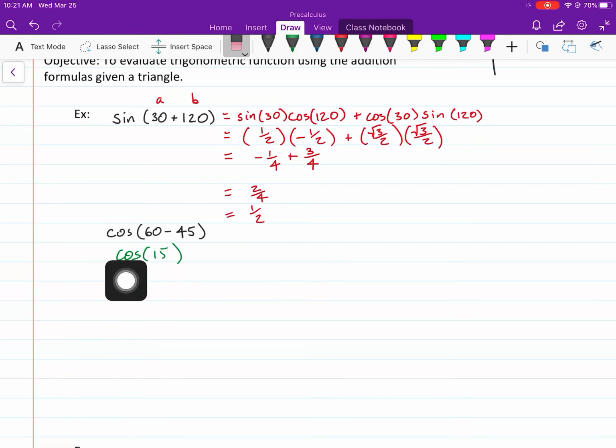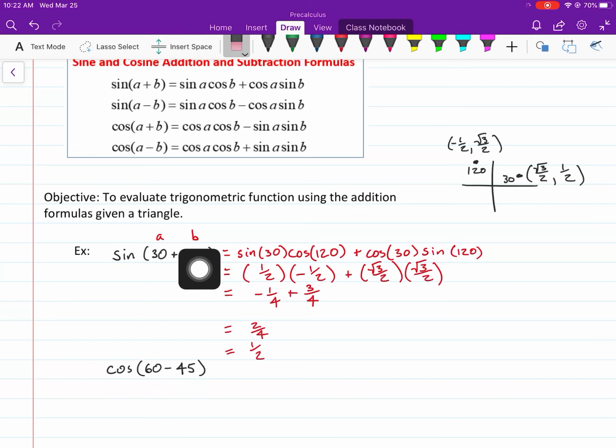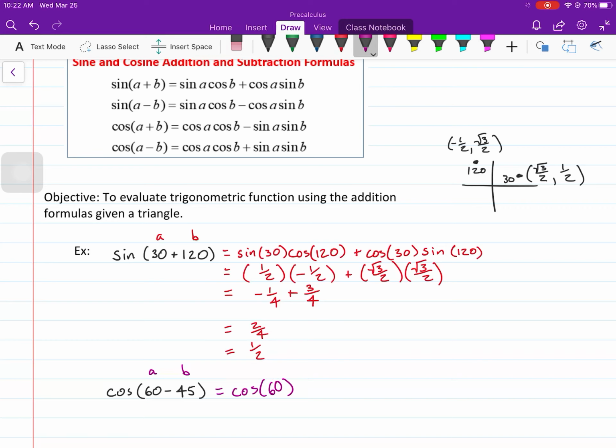But what we can do is use our identity formula up here. This one says cosine of 60 minus 45, so we're going to use this difference formula right there. So this one's going to equal cosine, let's just say this is A, this is B, cosine of 60 times cosine of B, which is 45, plus sine of 60 times sine of 45.